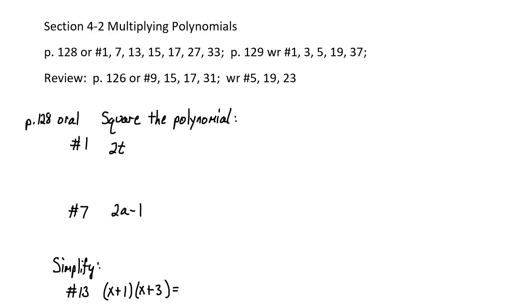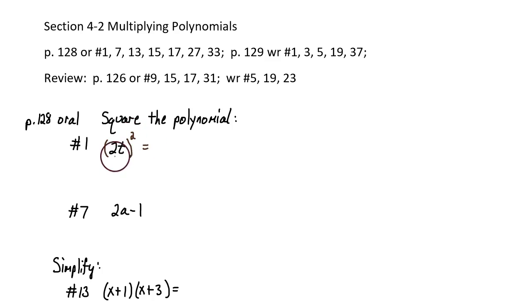Here are the answers for the section 4-2 homework, starting on page 128, the orals. We're asked to square the polynomial. So in number 1, we're given the polynomial 2t. We're told to square that. That would be putting it in parentheses and then squaring it.